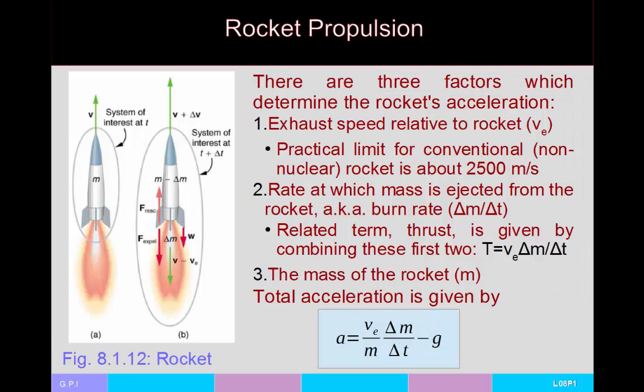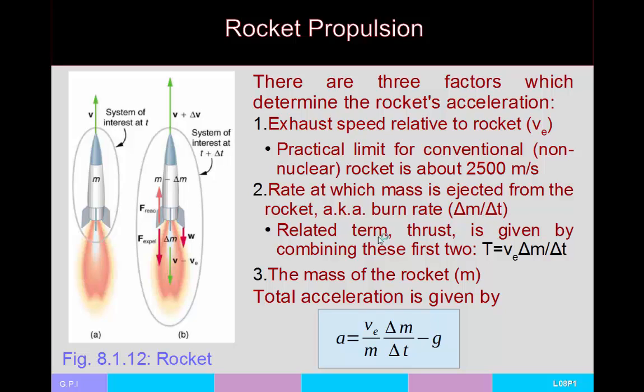So let's look at how rocket propulsion is going to work. There's basically going to be three factors which matter. There's the exhaust speed with respect to the rocket. We'll call that VE. And it turns out that the practical limit for a conventional non-nuclear rocket is about 2,500 meters per second of relative speed. So if this rocket is already moving at 2,500 meters per second, then this ejected fuel will actually be stationary with respect to whatever observer sees the rocket moving at 2,500 meters per second. So that's the first factor.